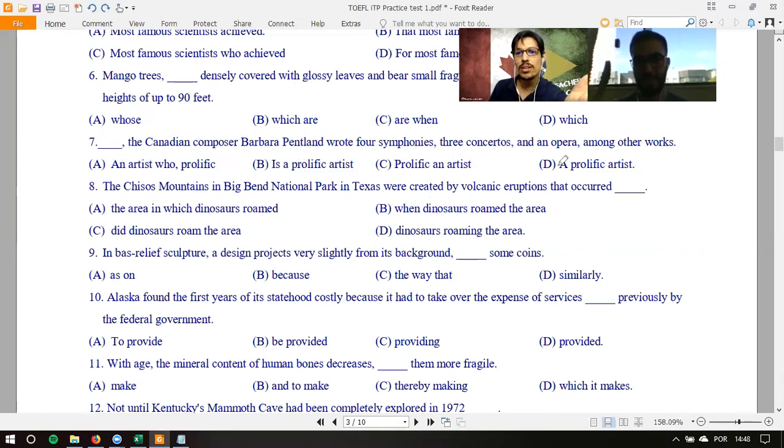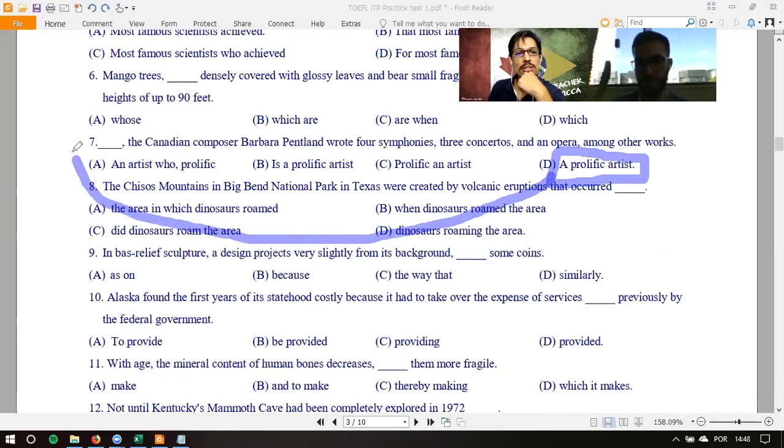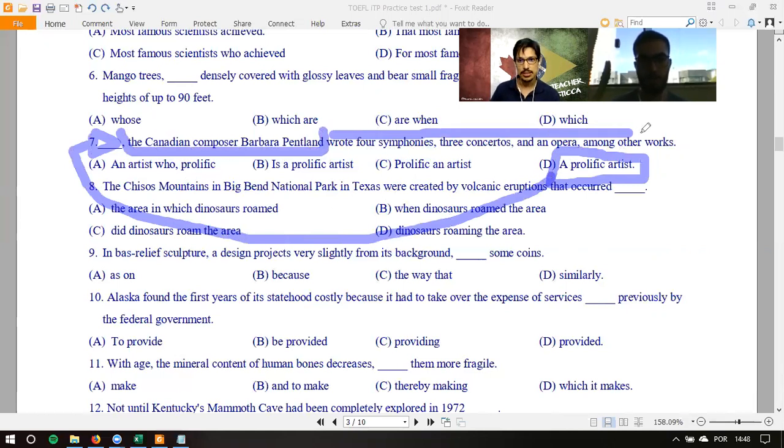Now, this is one very uncommon case in English and very common in ITP, that we invert this. We put the subject, make an explanation: "a prolific artist, the Canadian composer Barbara Pentland," and then continue the sentence. So it's letter D.